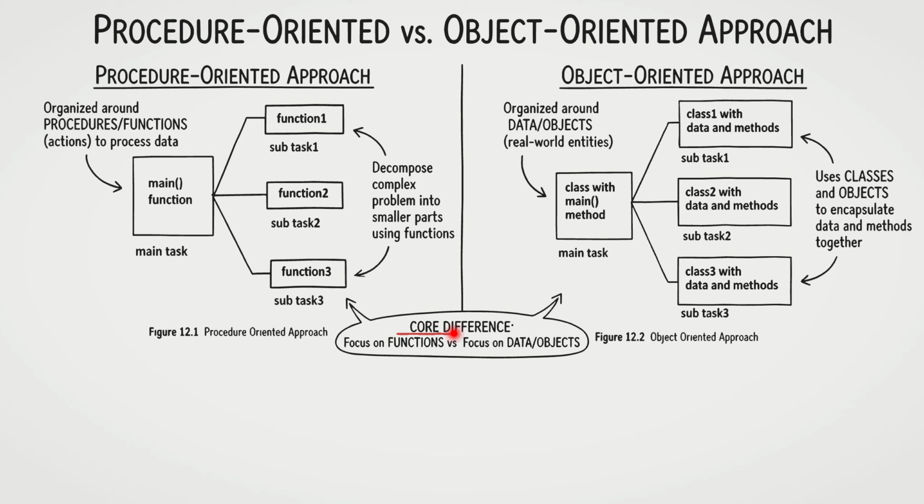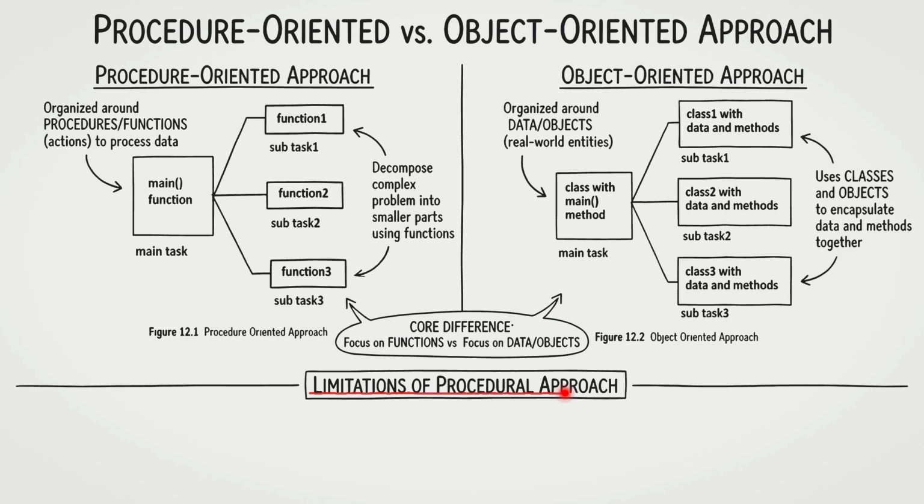So the core difference boils down to this. A procedural language focuses on functions to decompose problems, while an object-oriented language focuses on modeling data and objects. Before we dive deeper into object-oriented programming, it is really necessary to understand the limitations of the procedural approach when working on large-scale engineering projects. Why did we need to switch?